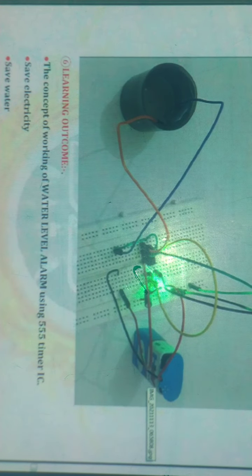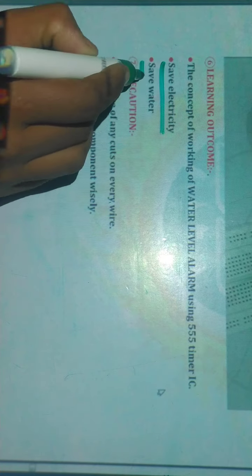In this practical we learn about three concepts. First is the design and working of a water level alarm using the 555 timer IC, and to save electricity and save water. How? Think about it.